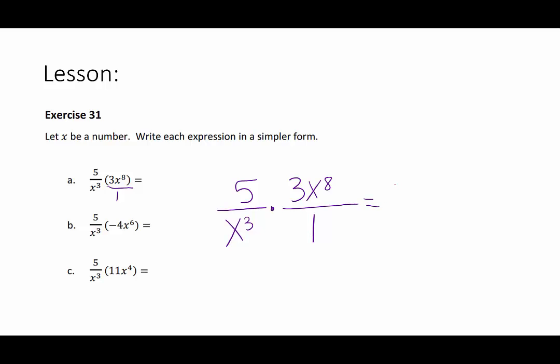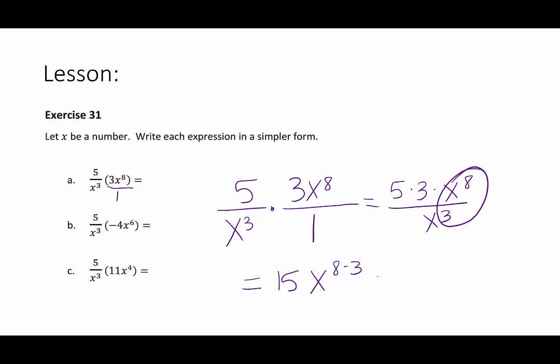So if we write that out, we have 5 times 3 times 8 to the 8th over x to the 3rd. Well, we should see that these two, there's nothing that we can do with them except for multiply them together. So that's going to equal 15. And then we have x to the 8 minus 3, because we applied our division rule right here, which is going to give us 15 x to the 5th power.